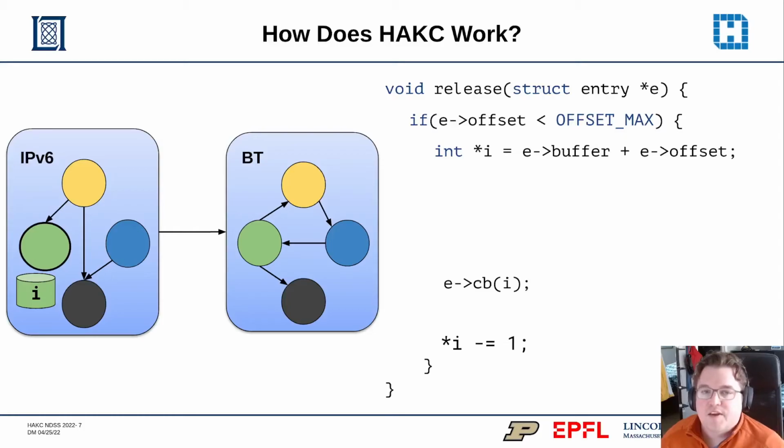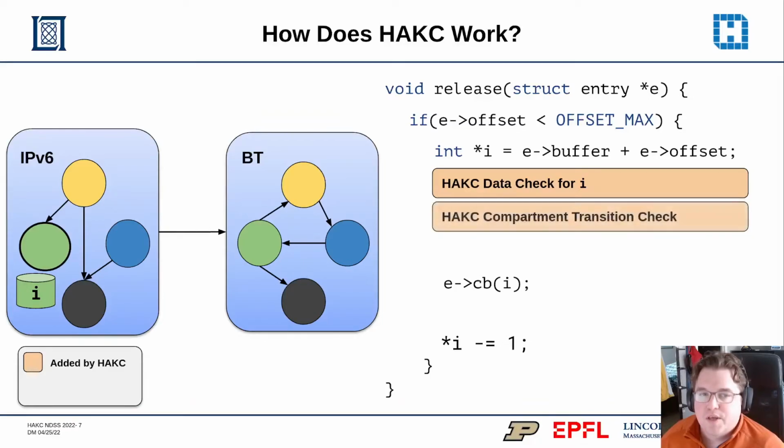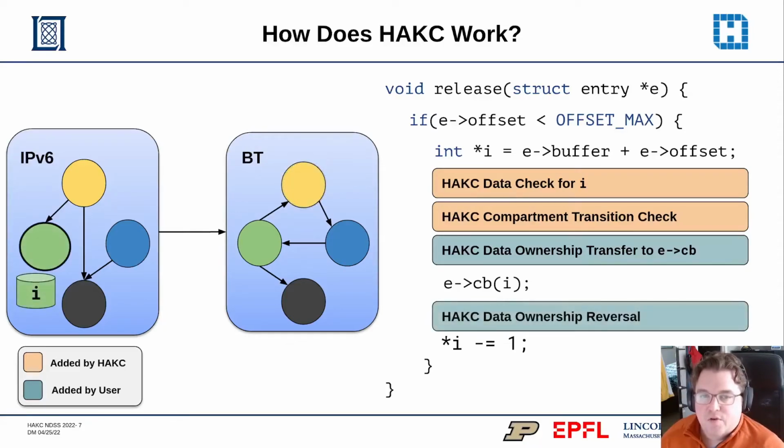HAKCs enforces the data access policy within a compartment and performs compartment transfers by instrumenting code using an LLVM pass. In our example from earlier, HAKCs first checks that I is a valid pointer. Next, HAKCs adds a check to ensure that the function pointer is in the set of valid compartment transitions. The transfer process, which is written by the user, actually calls the color and signing functions to transfer the ownership of I to the yellow Bluetooth compartment, and back to the green IPv6 compartment when the function returns.